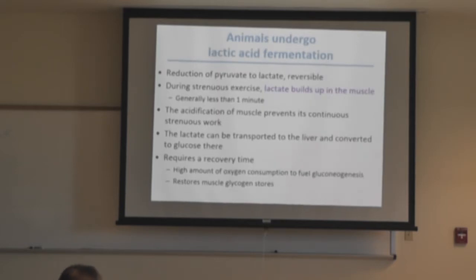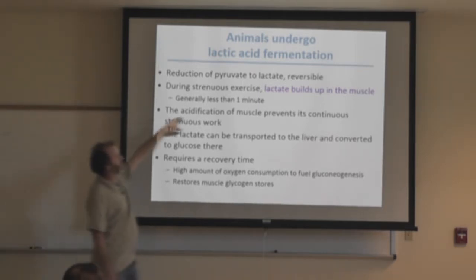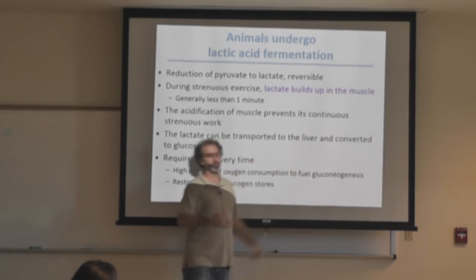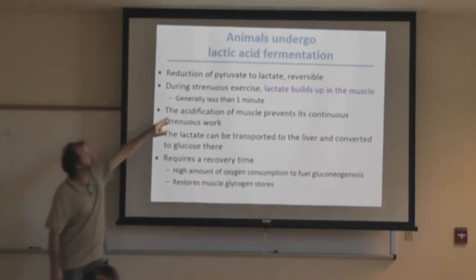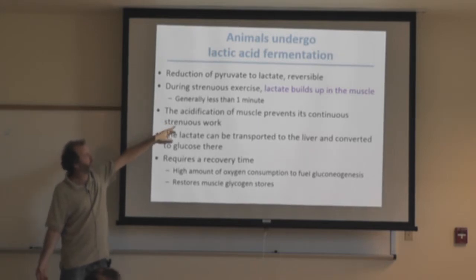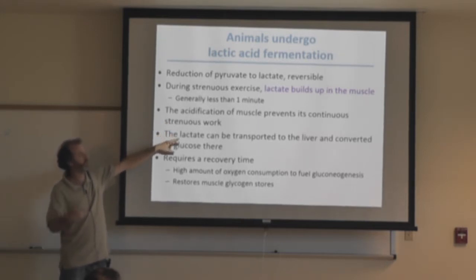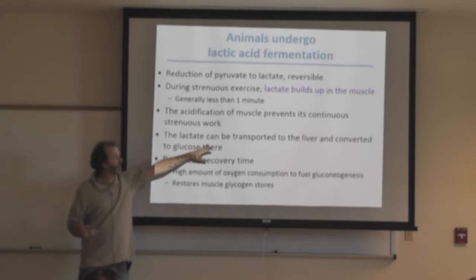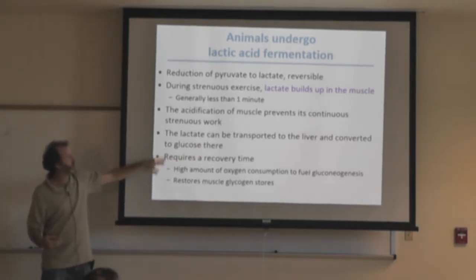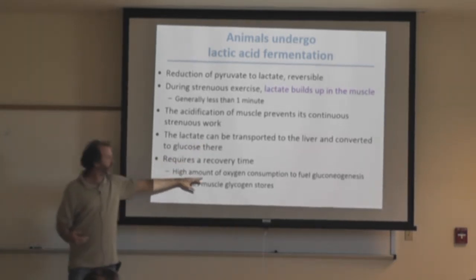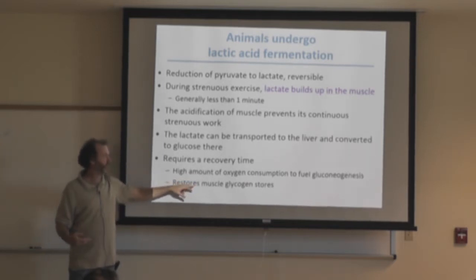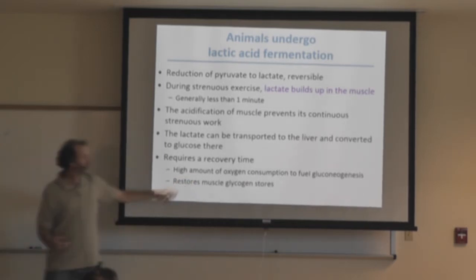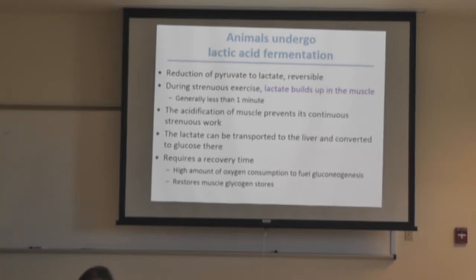Animals undergo lactic acid fermentation, the reduction of pyruvate to lactate, and that's reversible. During strenuous exercise, like we were saying, lactate builds up in the muscles, and it's generally less than 1 minute before you start generating lactic acid. The acidification of the muscle prevents its continuous strenuous work. So lactate can be transported to the liver and converted to glucose, and this requires a recovery time, with high amounts of oxygen consumption to fuel gluconeogenesis and restore muscle glycogen stores.